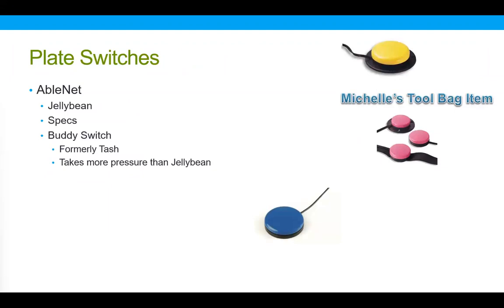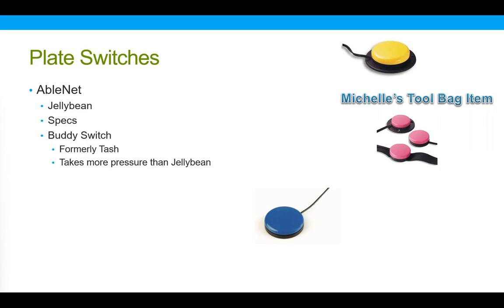So let's start with Ablenet. Ablenet has the jelly bean and spec switches, and I've put Michelle's toolbox here because these are switches I use a tremendous amount, especially in evaluation. So even if I decided perhaps this person needs a different switch for a final selection, it's a great place to start. For an evaluation, these are a great size to try in numerous locations. They also have that nice auditory and tactile feedback.